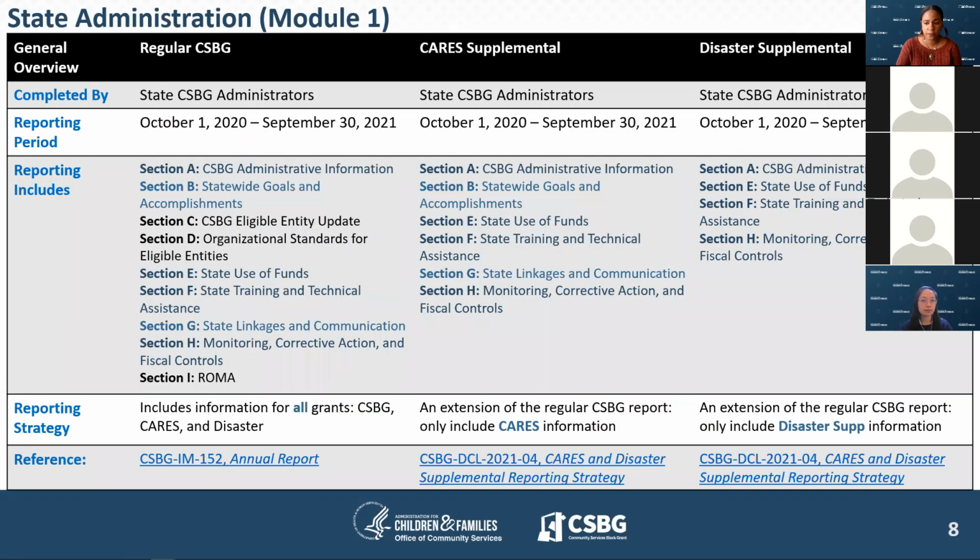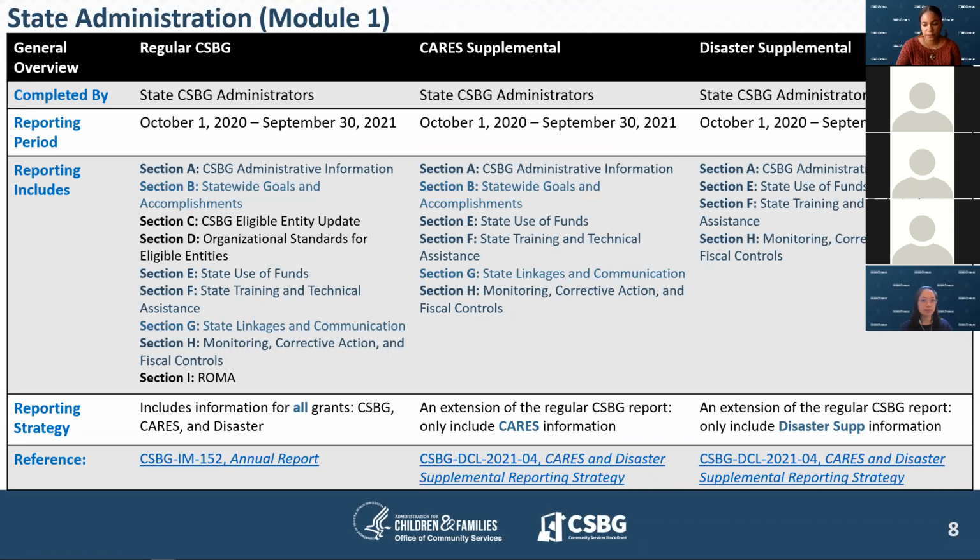So let's delve a little deeper into Module 1 and how the three compare. All three reports are completed by the CSBG state administrators. For all three reports, you must report based on the federal fiscal year, October 1st, 2020 through September 30th, 2021. The sections highlighted in these darker blue fonts are included in all three reports, while the lighter blue fonts are only included in CSBG and CARES. The sections that are highlighted in black font are only included in the regular CSBG report.